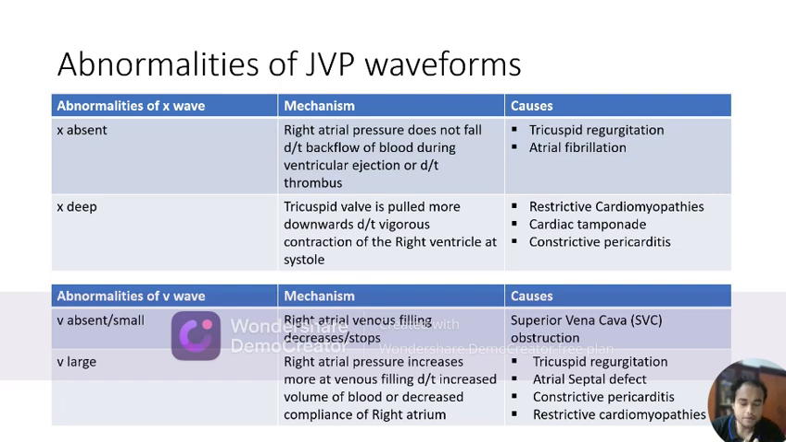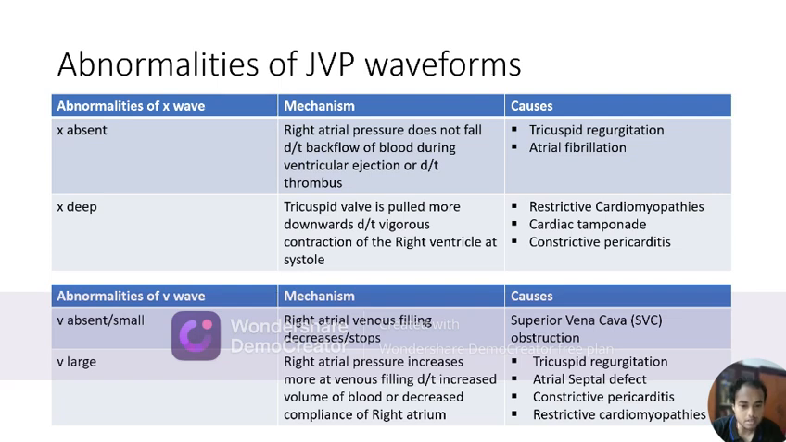There is an increased filling of blood at the venous filling phase, which can happen in tricuspid regurgitation, in which, in addition to blood received from the SVC and the IVC, there is backflow of blood from the right ventricle into the right atrium. This can also happen in atrial septal defect, in which, in addition to blood received from the SVC and the IVC, blood flows from the left atrium to the right atrium due to a defect in the atrial septum, since the left heart is at higher pressures.